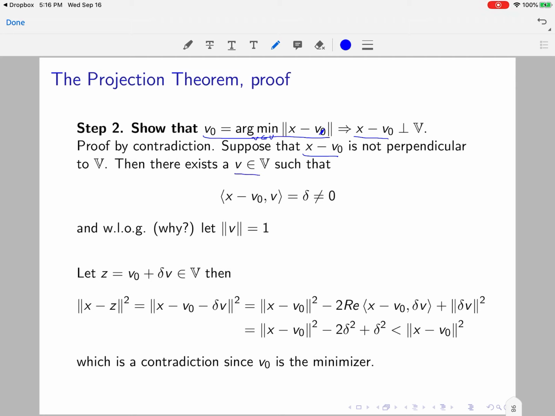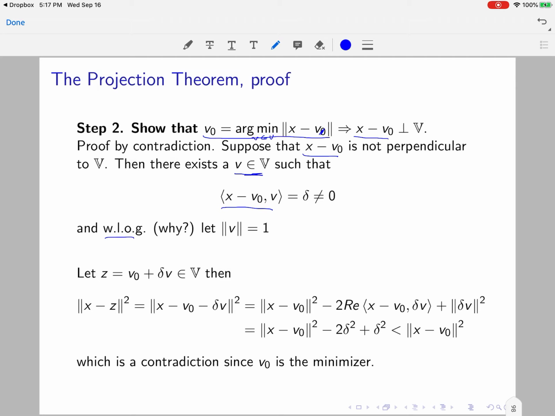Okay, what does that mean? That means that there is some little v inside of our closed subspace V, so that the inner product of x minus V naught with that v is not 0. So let's call it some delta. It's a different delta than before, but it's equal to some number that is not equal to 0.